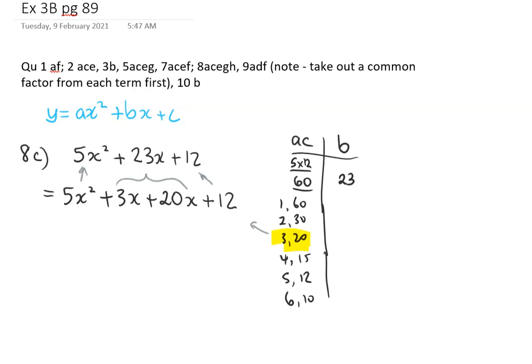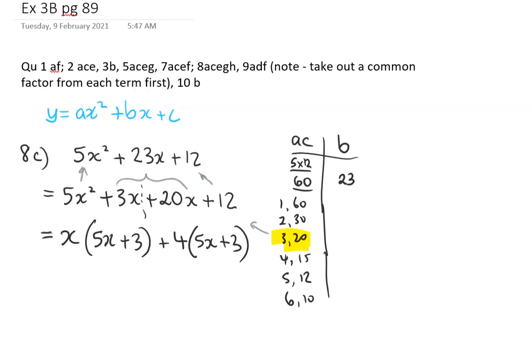Next step is we're going to factorise the left-hand two terms, and then the right-hand two terms. So we're looking at 5x squared plus 3x. The only common factor of those two terms is x, giving x(5x plus 3). Then we look at the 20x and 12 and factorise that. What goes into both 20x and 12? Let's try 4. 4 times what is 20x? That's 5x. And 4 times what is 12? That's 3. And we end up with that.